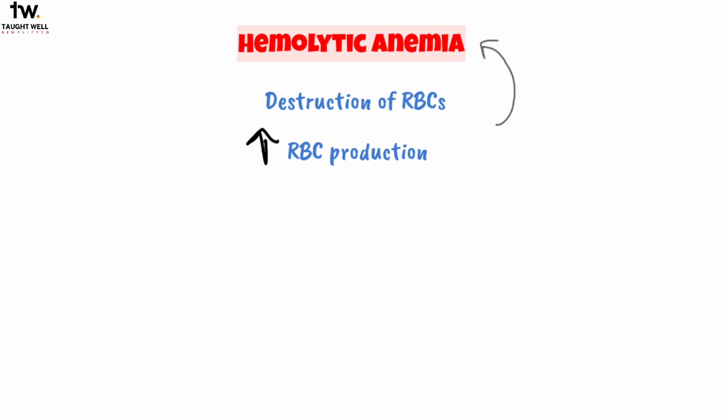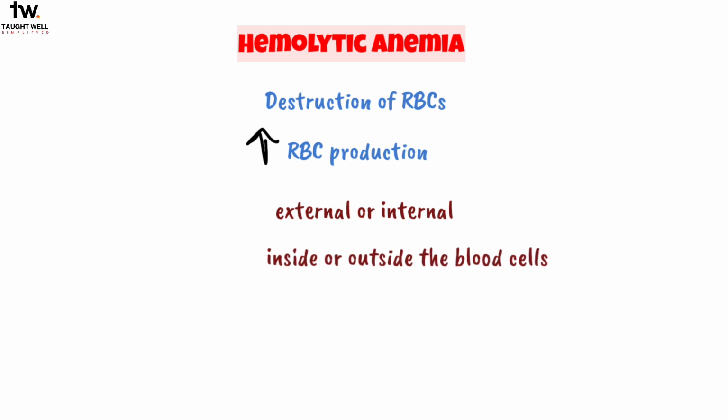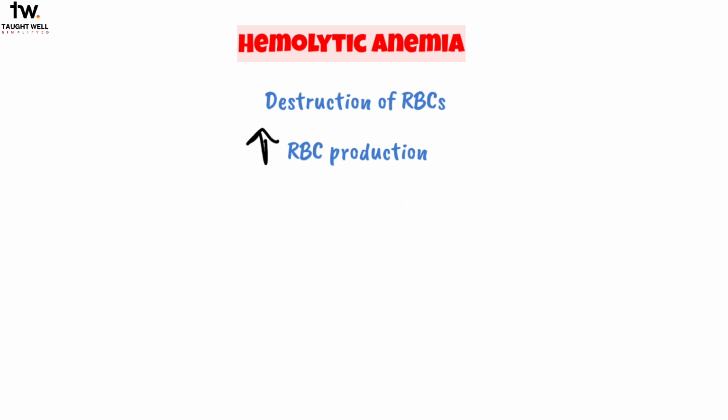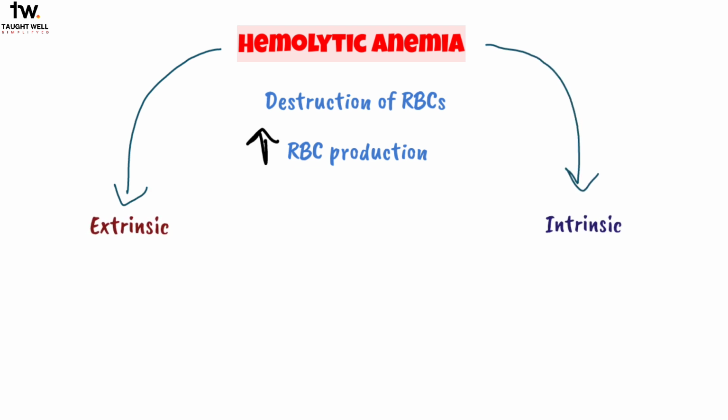Hemolysis means destruction of RBCs. When there is excessive destruction of RBCs, it should be compensated by increased RBC production. When the RBC production does not increase and destruction of RBCs continues, it results in hemolytic anemia. The factors that cause hemolysis could be external or internal, depending on whether they are present inside or outside the blood cells. Depending on these factors, hemolytic anemia is classified as extrinsic and intrinsic hemolytic anemia.